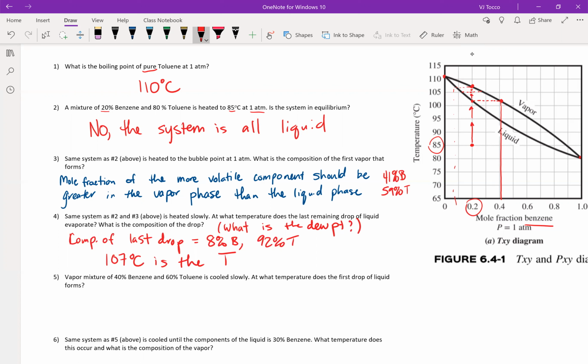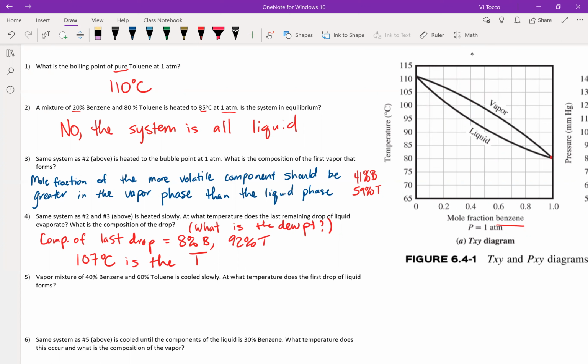Okay. Vapor mixture of 40% benzene, 60% toluene is cooled slowly. So let's erase now everything. See if you can get this one on your own. I'm going to pause again. 40% benzene, 60% toluene cooled slowly. At what temperature does the first drop of liquid form?